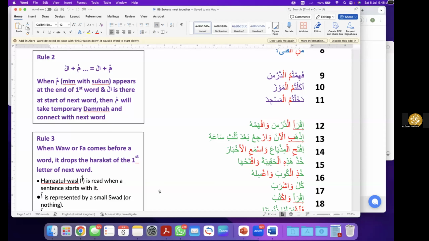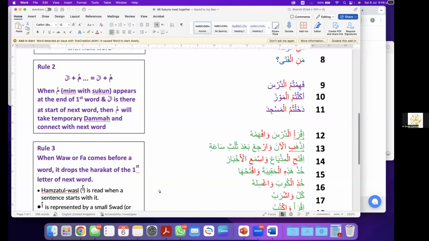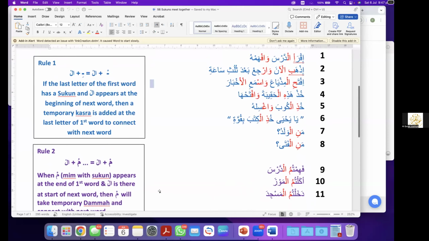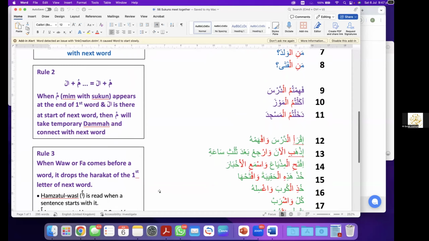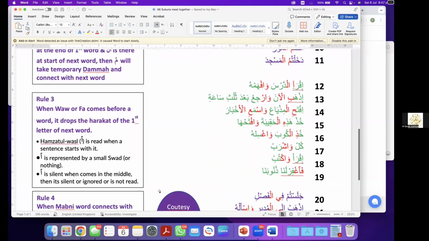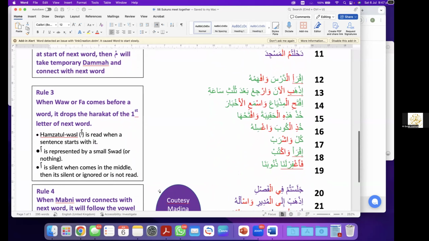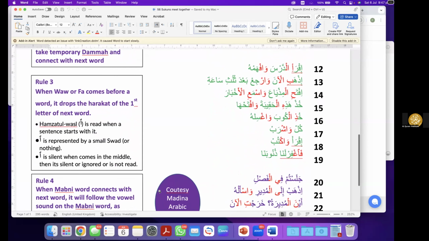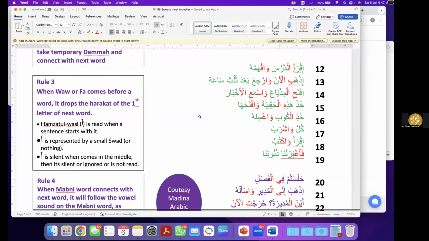Ikra, next one, 12, I think. Ikra idarsa. It's the same one as the top, but I think he's explaining waw and fa. Rule 3, waw and fa. Every word drops the haraka on the first letter. Let's just look at the example.